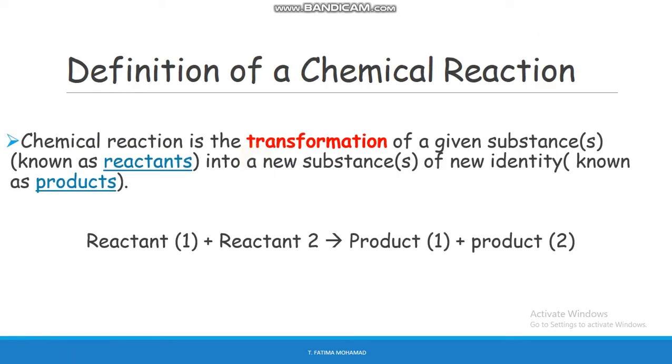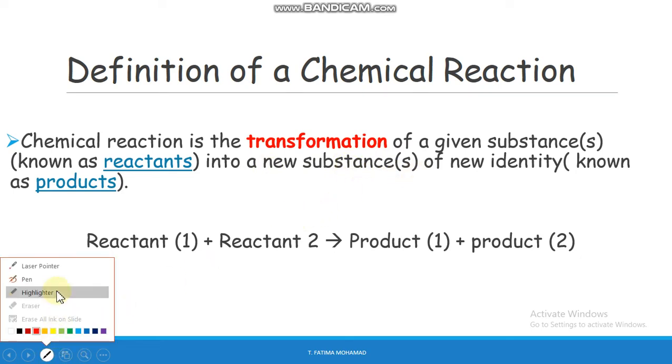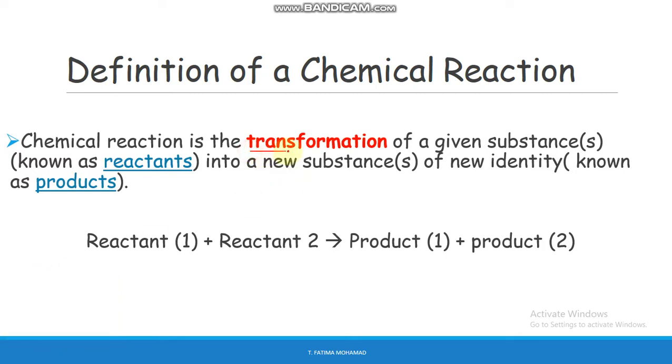Let's define a chemical reaction. A chemical reaction is the transformation of a substance or substances known as reactants into new substance or substances of a new identity known as products. So we have a transformation of reactants to products. The reactants are the substances that are going to be transformed during a chemical reaction, and the products are the substances formed after a chemical reaction has occurred.